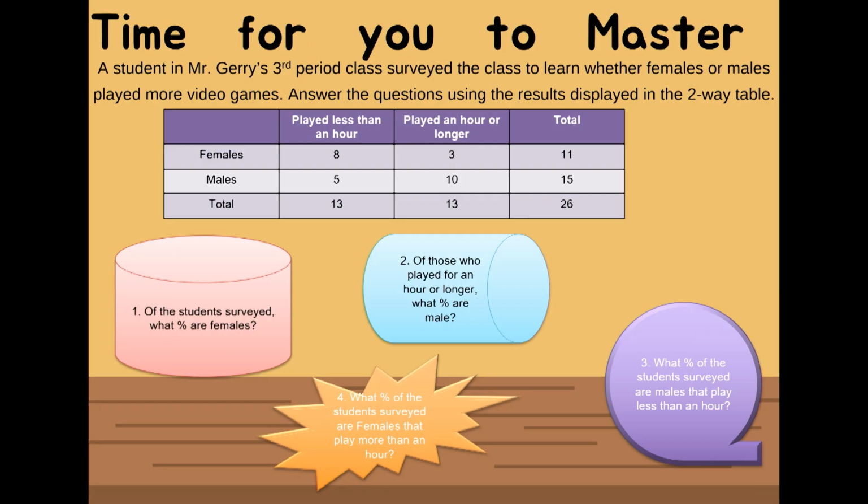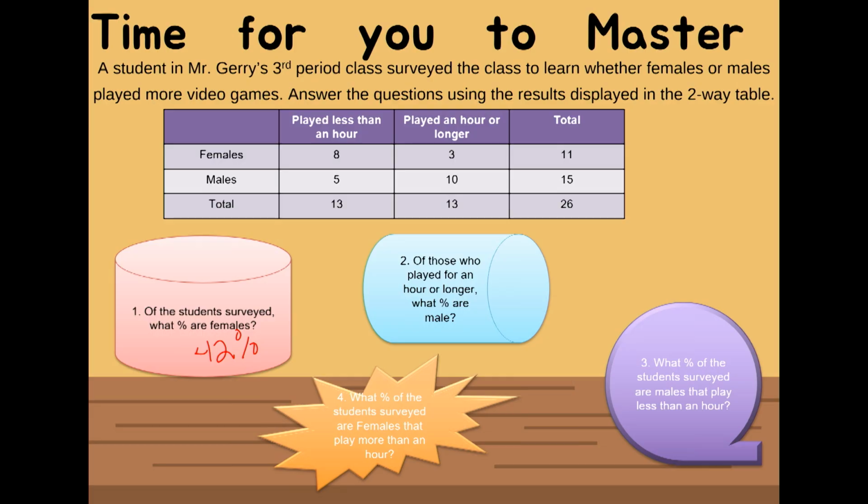Okay, Mr. Gary's 3rd period class was surveyed. So let's see what these questions are asking us. Of the students surveyed, what % are females? So I'm looking at females, and the % of females, we are taking 11 out of the 26, and I have 42%.